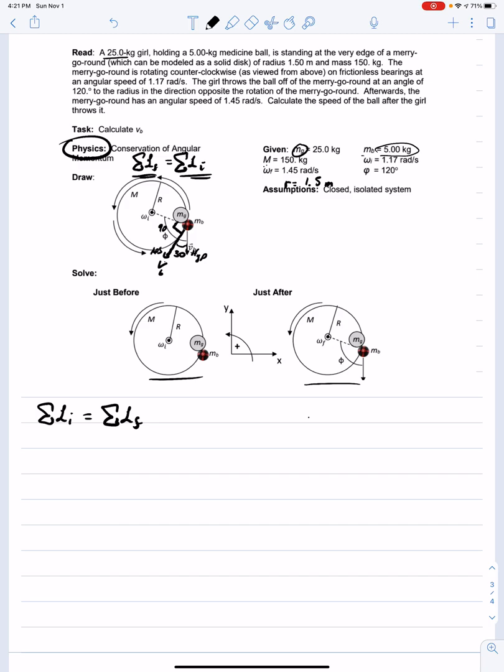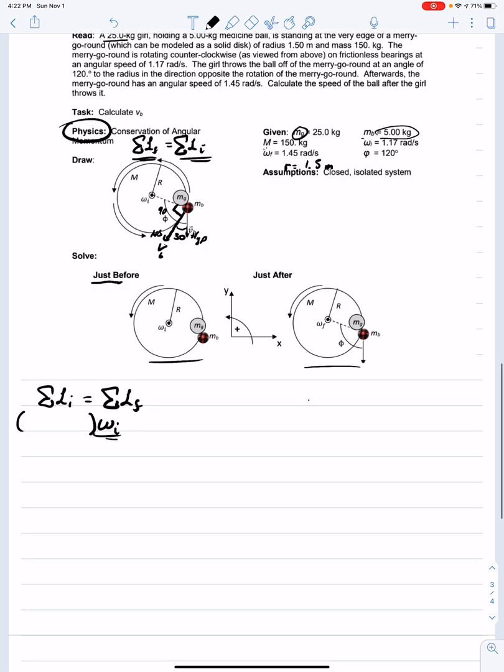So let's consider everything that's happening at the very beginning, just before. So there is motion involved and there's a system. So the entire system itself is moving. So that is the angular velocity of the entire system, the initial angular velocity. But we also have to consider the moment of inertia of the things that are going on within the system. We have the mass of the girl. Let's consider the mass of the girl as a point mass, and let's consider the mass of the ball as a point mass as well.